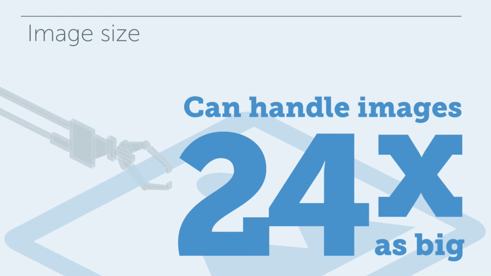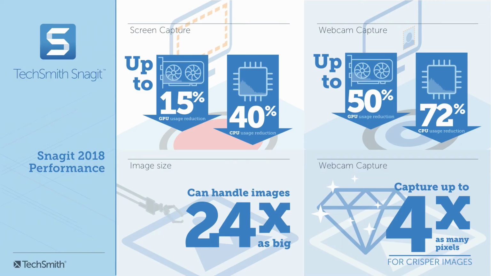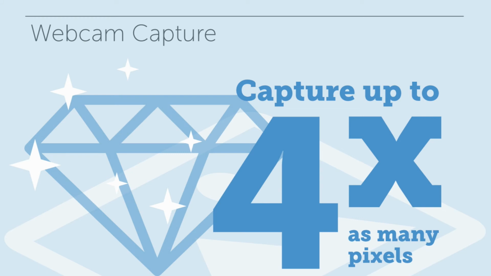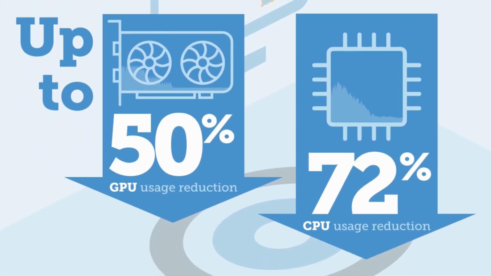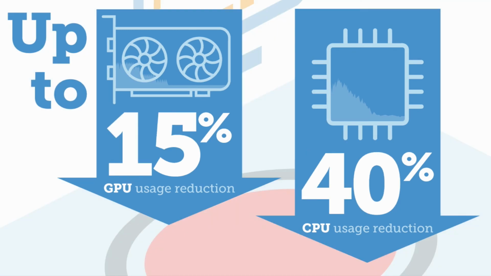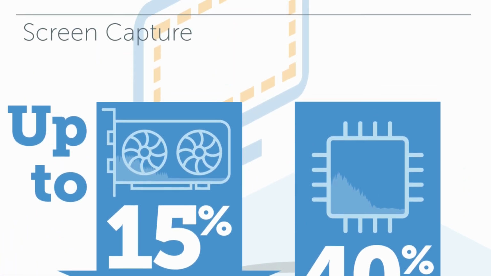We've been making improvements to Snagit video over the past couple of releases to boost quality and performance, and that means silky smooth video without lagging your machine. You're now able to get 4 times as many pixels when recording webcam at 72% of the CPU load, and 40% less CPU usage when recording the screen.